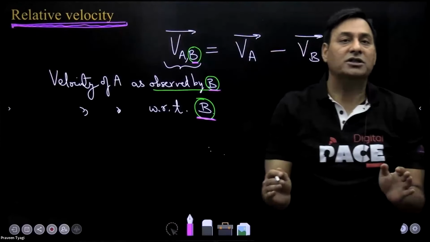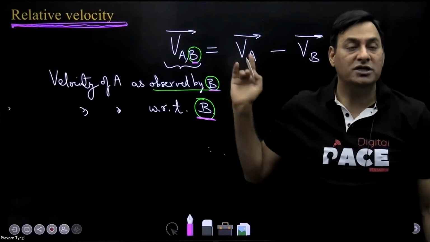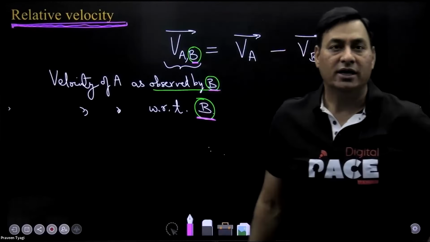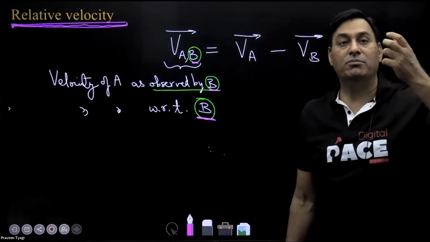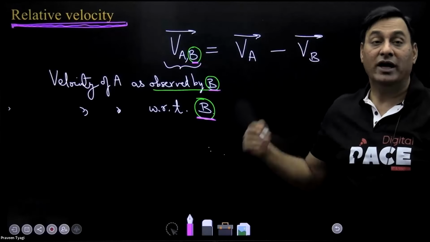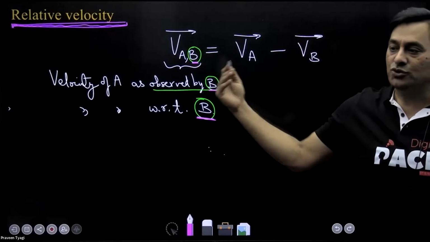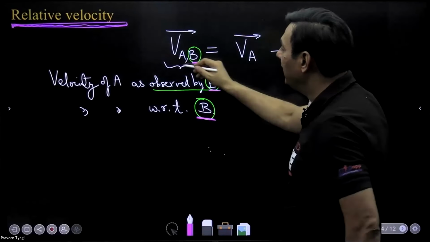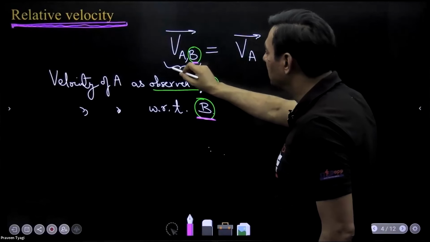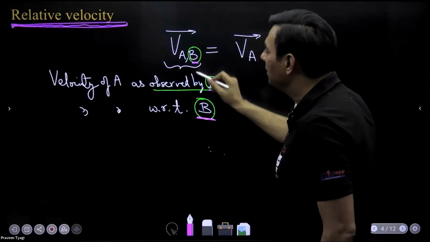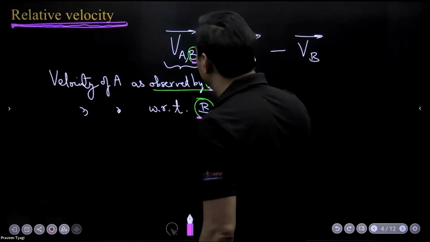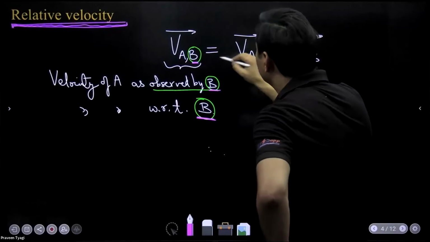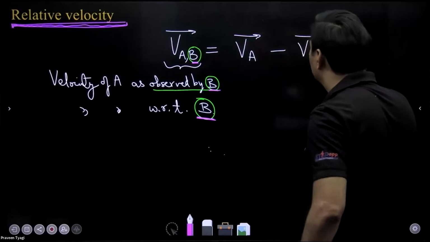And every question you will be able to solve using this equation. So we have to understand every term of this equation very properly. And we will solve very beautiful real life problems using this. So please be attentive. Now, velocity of A as observed by B is written as VAB, this symbol. And this means velocity of A as observed by B or with respect to B. This is equal to velocity of A minus velocity of B.